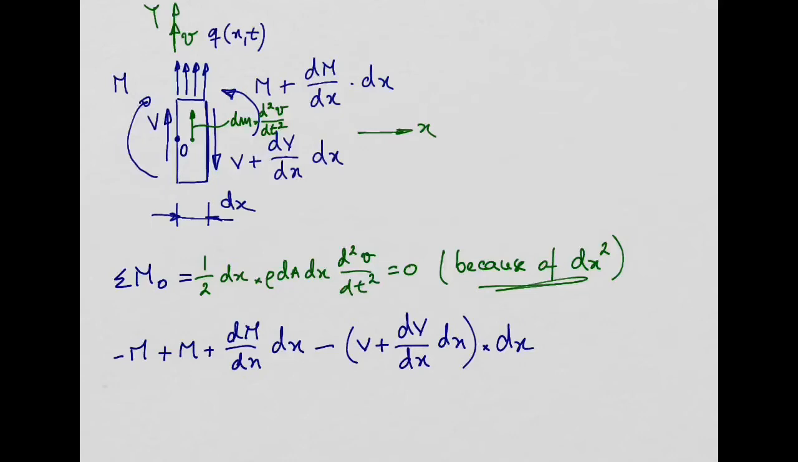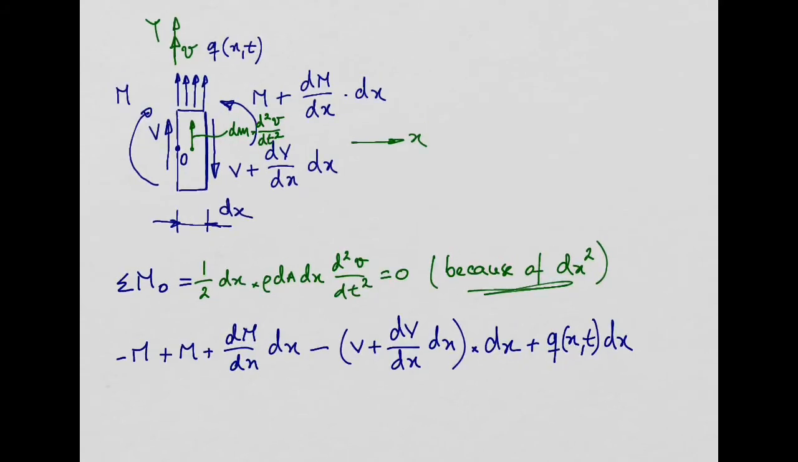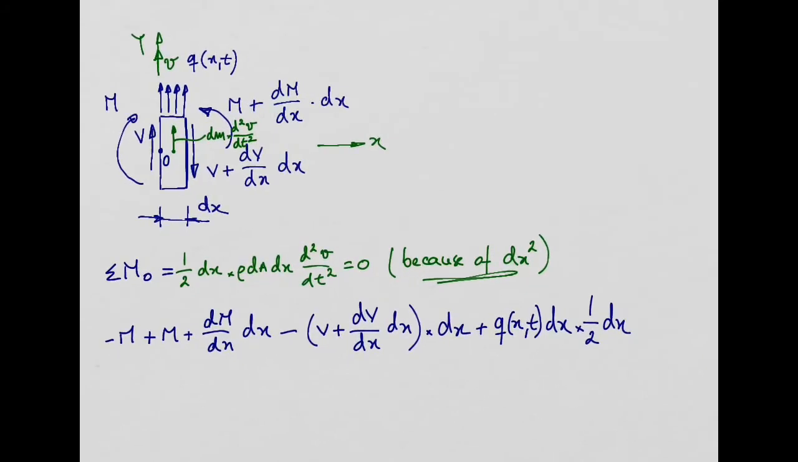And we have at last the moment produced by this distributed load, which is going to be plus. So this q is the force per unit length. I need to multiply by the length, which is dx, to get the total force. In order to get the moment, I need now to multiply by the distance, which is 1 over 2 dx. Right? And that's all we have. So this needs to be equal to 0.